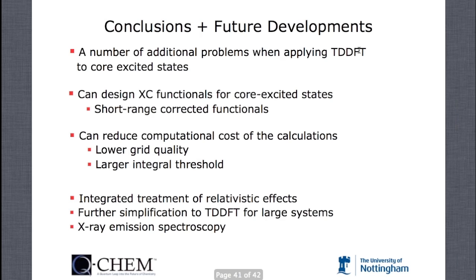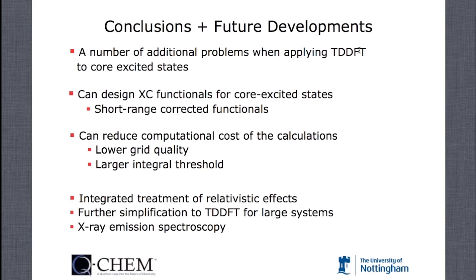Okay, so conclusions and future development. What you should have got from this webinar is essentially how we can go about computing core excited states. There are a few things you have to think about. First of all is truncating the excitation space. If you don't do that, you're not going to get very far, because these excitations are at such high energy.